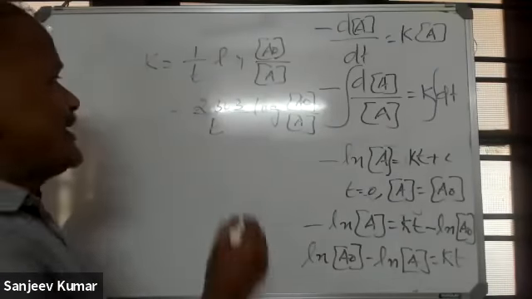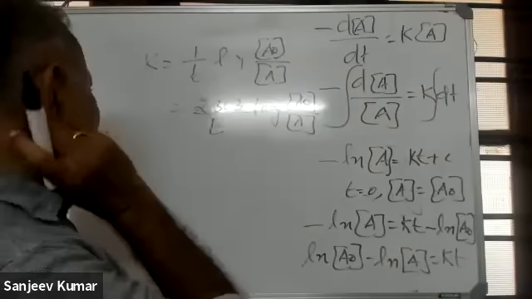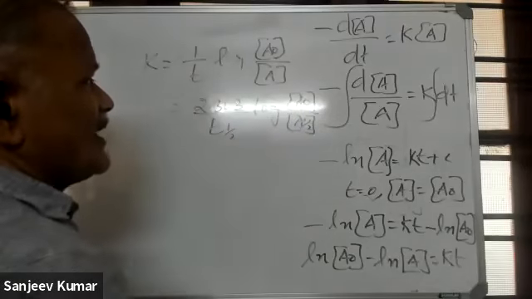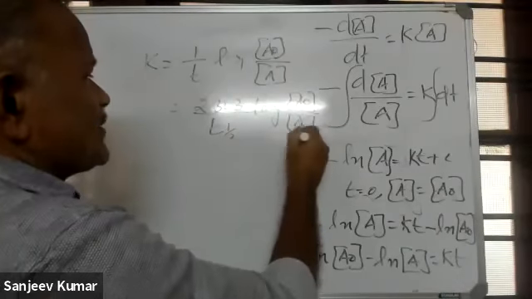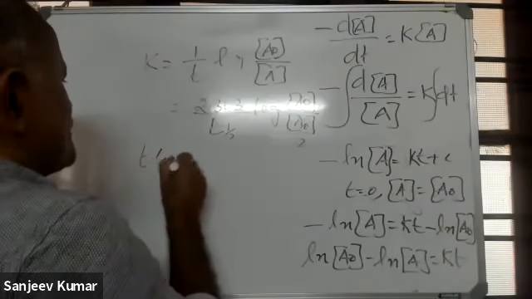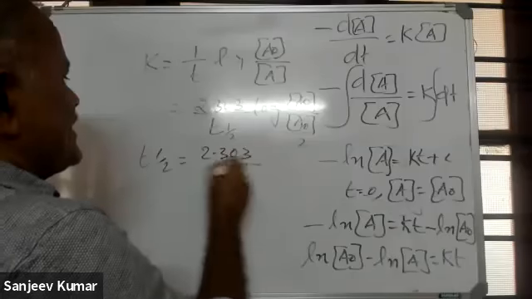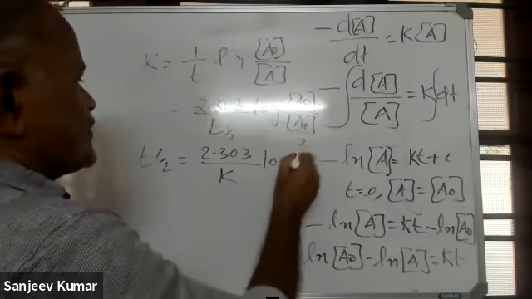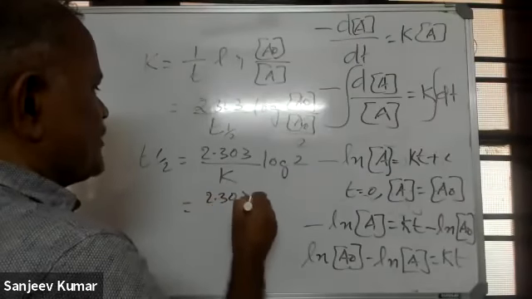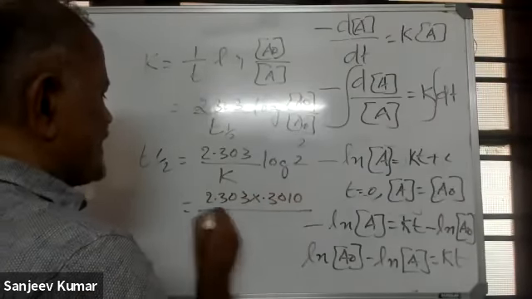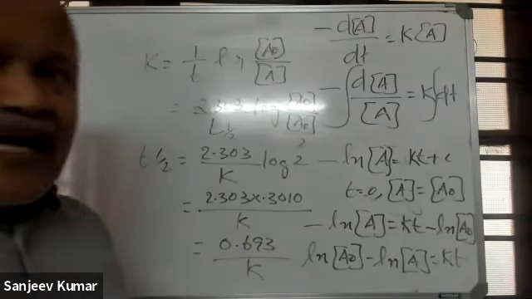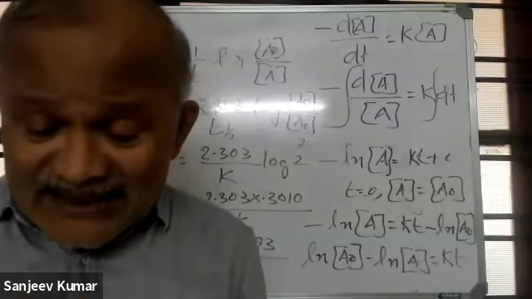And we can see that when half-life is considered, at T half, A is equal to A0 by 2. Therefore, it is equal to log 2. And therefore, T half is equal to 2.303 by K into log 2. Log 2 is equal to 0.3010. Therefore, 2.303 into 0.3010 by K, that is, it is equal to 0.693 by K. This is for a first order reaction.